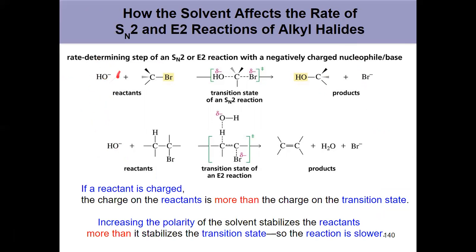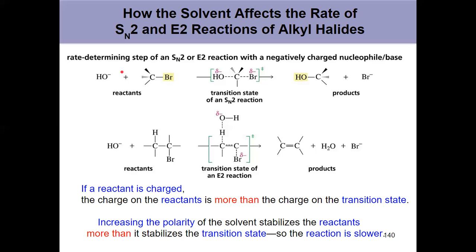They're bimolecular. That hydroxide is involved in the transition state. In that situation, increasing the polarity of the solvent stabilizes the reactant even more than it does the transition state. So increasing the polarity of the solvent slows the reaction here. Yes, a more polar solvent does stabilize that transition state like it did before, but not to the same degree that it stabilizes the reactant.